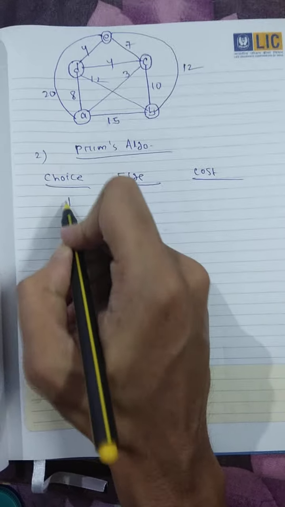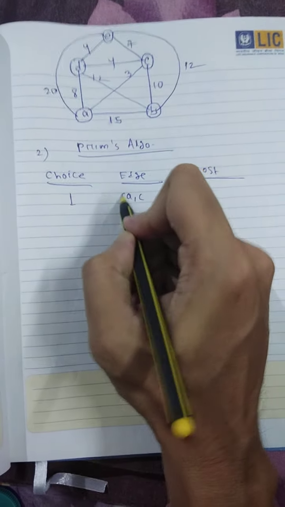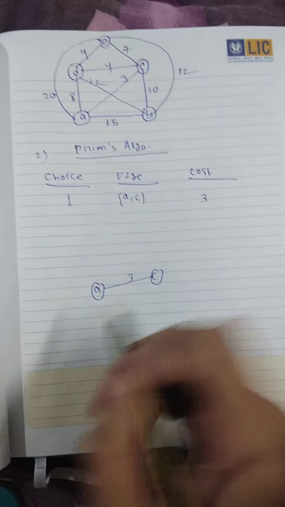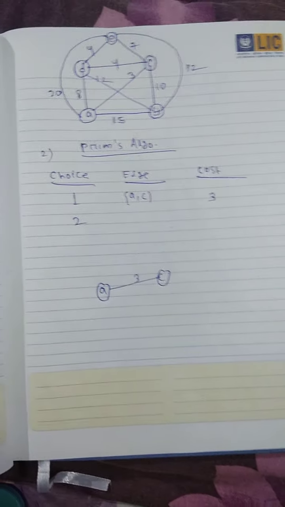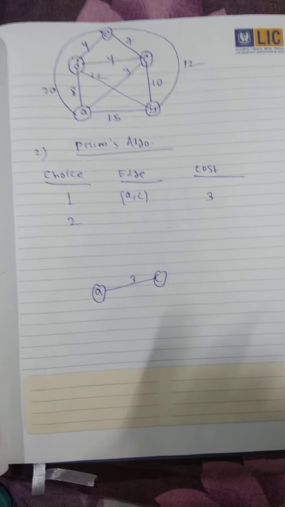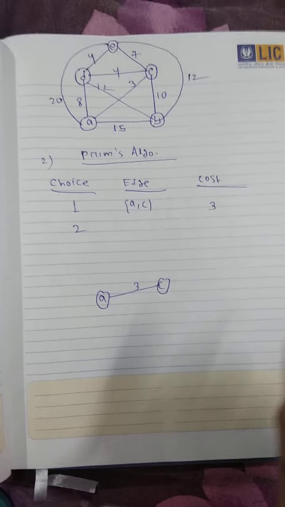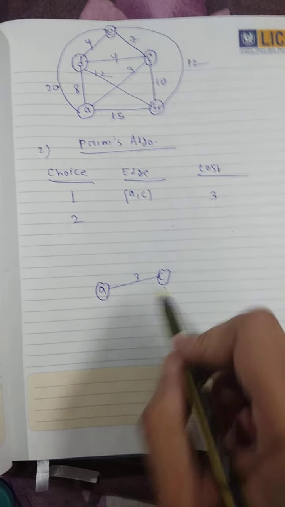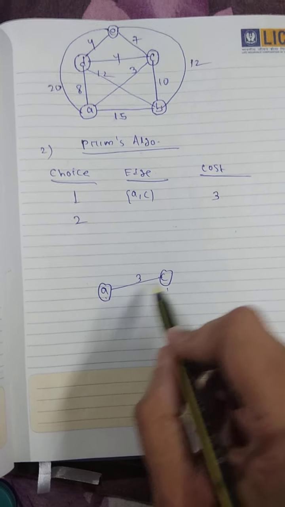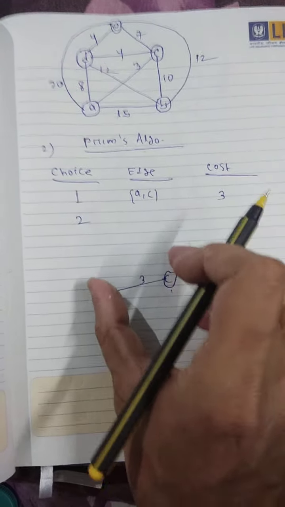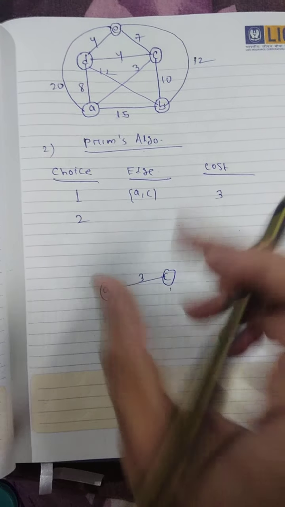So first I am choosing AC, that is your 3. So here drawn A and C, cost equal to 3. Okay, so how to choose next? Here the next minimum cost edge is selected which is incident to this selected vertex only. That means those edges are incident on these two vertices we consider for the next.